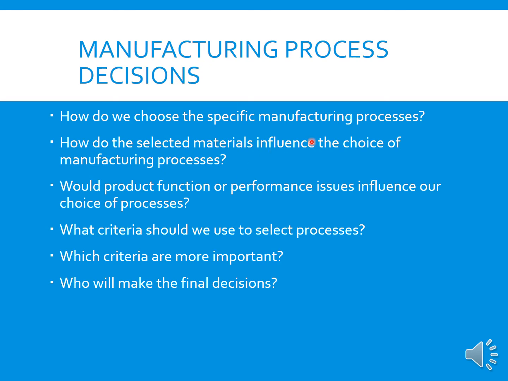Here, first, how can we choose the specific manufacturing process? Second, how does the selected material influence the choice of the manufacturing process? How do function and performance issues influence our choice of process? What criteria should be used to select the process? Which criteria are more important? Who will make the final decision? Okay, this is the process we follow to select the manufacturing process.